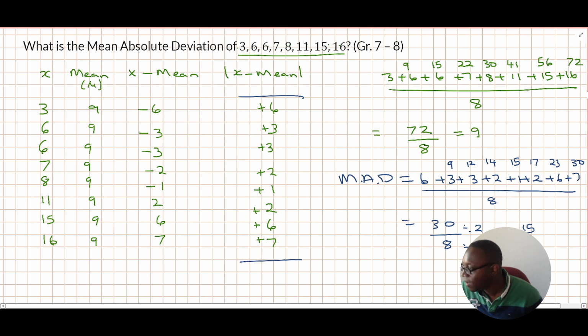3 times 4, we have 12. We have a remainder of 3. So this is 3 3/4. And if you want to go to decimal, we can do this some other time. It's going to be 3.75. So that's mean absolute deviation.